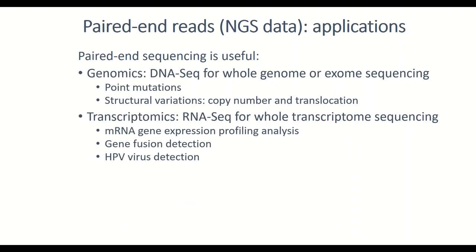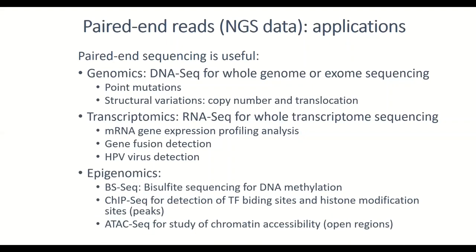Again, for the transcriptome, we use RNA-seq to generate the gene expression value, and we also can detect gene fusion. We are also able to use the RNA-seq data to detect virus, because if a tumor patient contains virus, the sequencing platform, when we generate RNA-seq data, will also detect the sequence from the virus. So this is why we are able to detect if there is virus in a specific tumor patient.